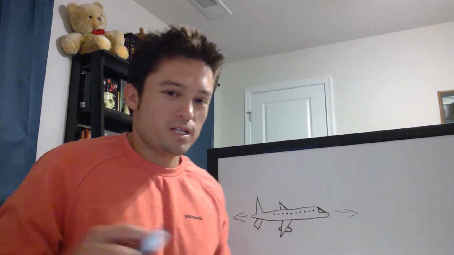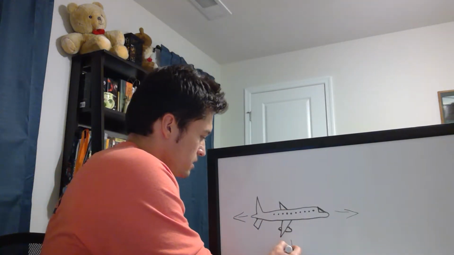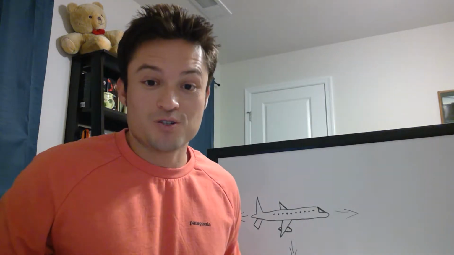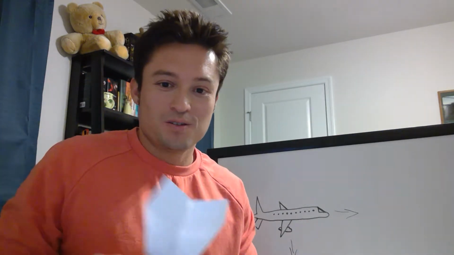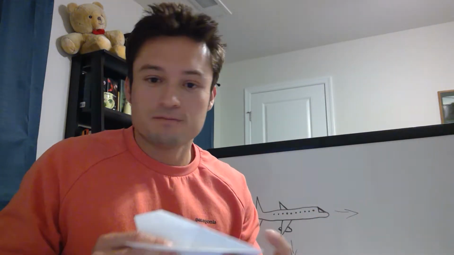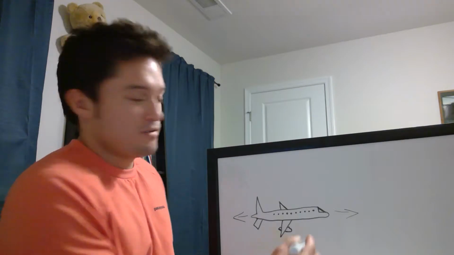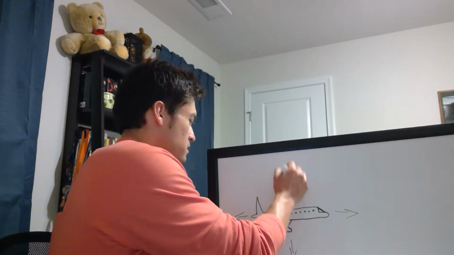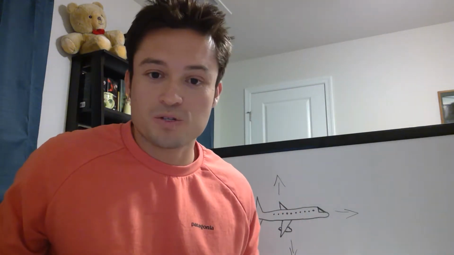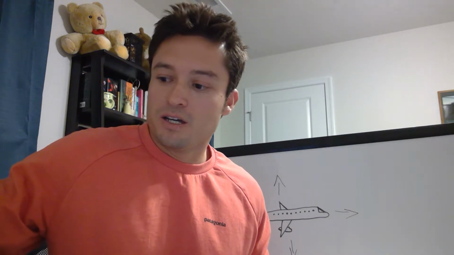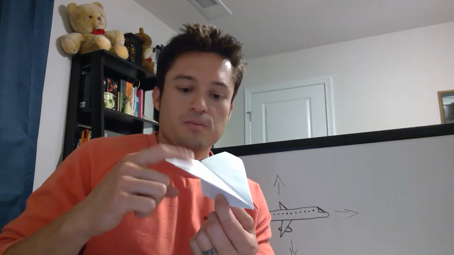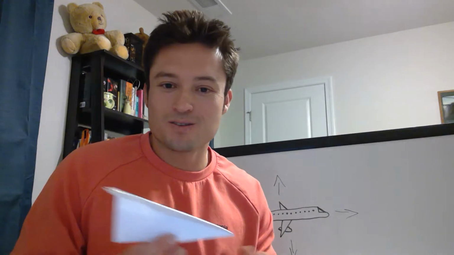Third one will be weight. Weight is just gravity. It's just pulling the airplane down because of gravity, and that's it. And then the last one is lift. Lift is the opposite of weight, and it's caused by the wings of the plane. Those are the ones giving the plane the lift.